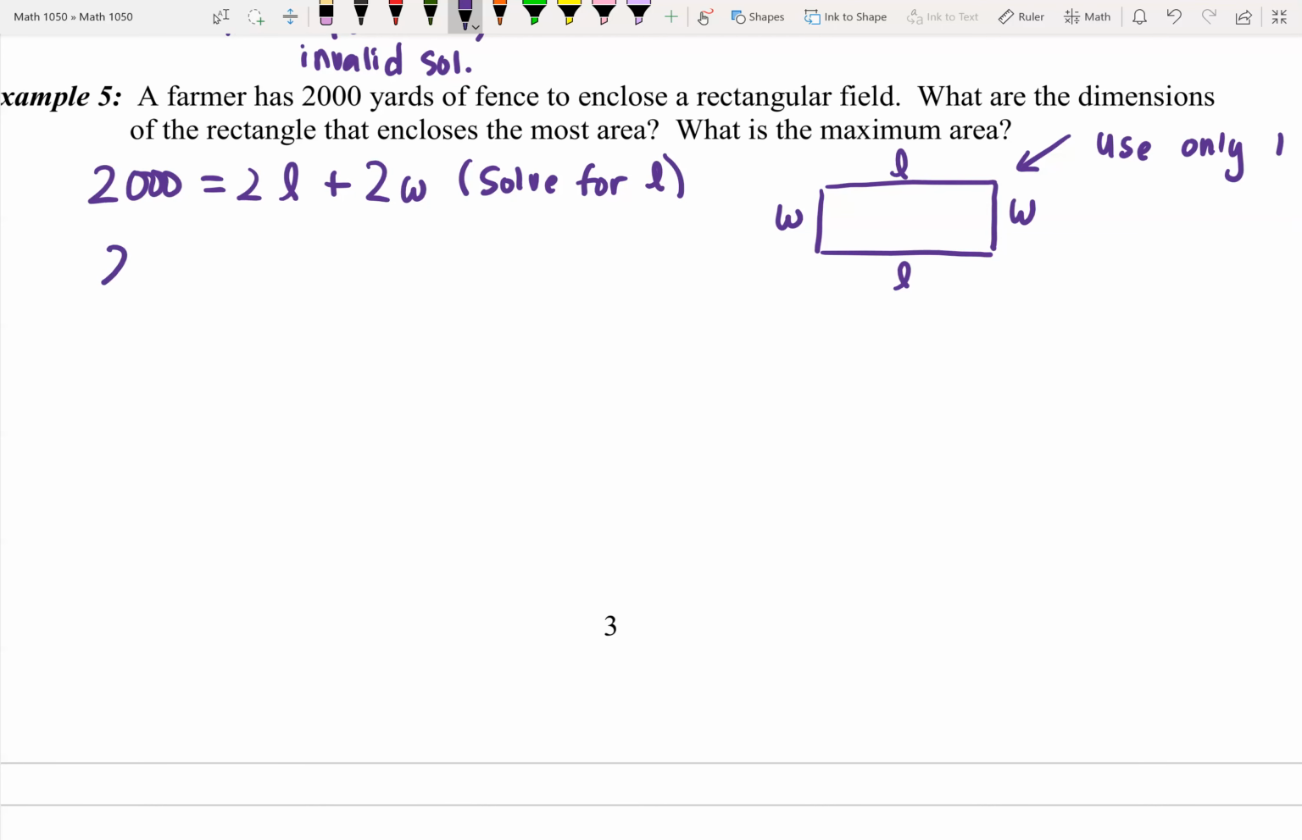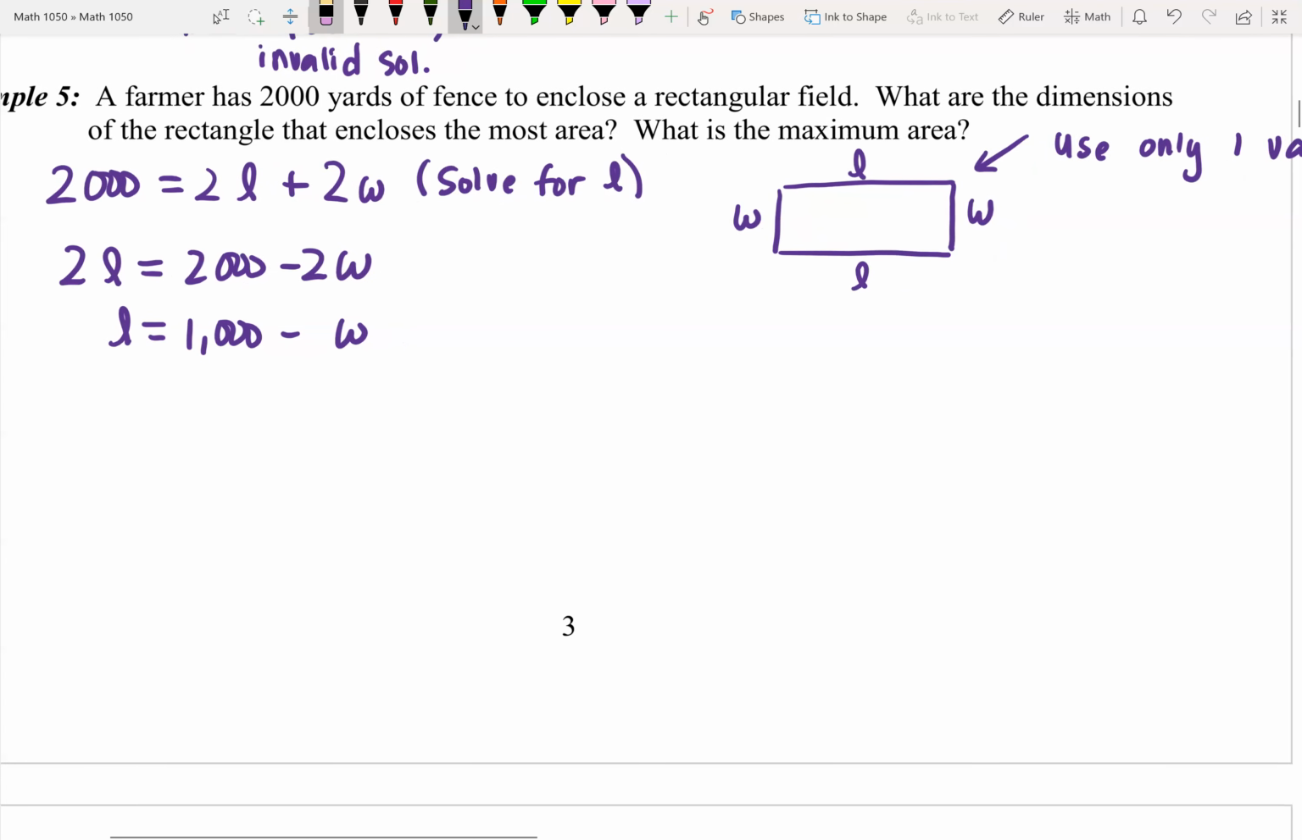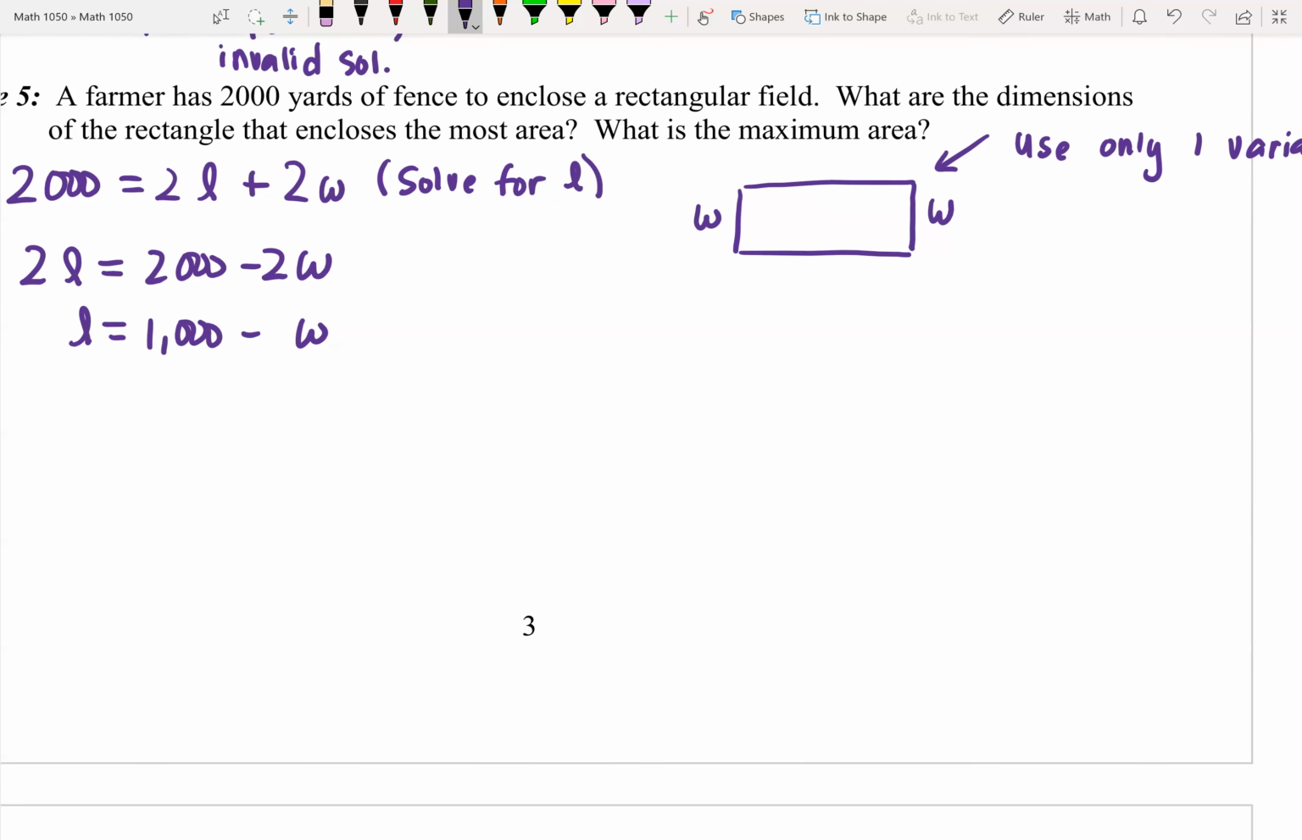Okay, so now you have 2L equals 2,000 minus 2W. All I did is move my 2W over. And I reverse the sides. You guys can do that. Now if I divide everything by 2, I have L equals 1,000 minus W. Thank you for that correction. Okay, who says so far so good? I'm with you. Great. Go to your picture and erase the L's and replace them with 1,000 minus W. And now I only have one variable in my picture, and that would be a W.